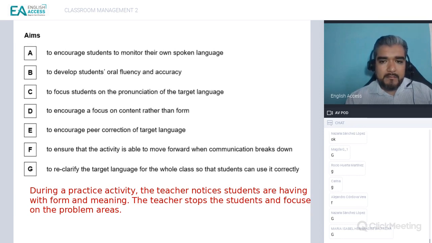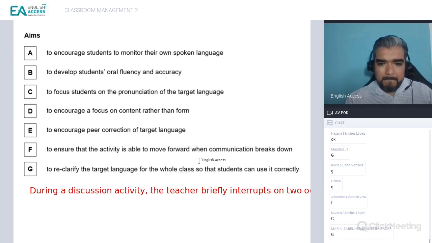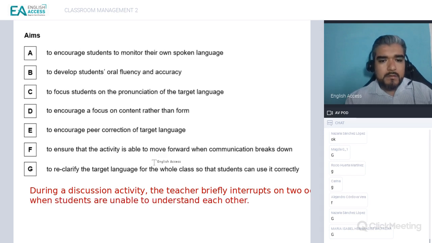Okay, let's do another one. Okay, we have time. Occasions. All right. It says during a discussion activity, the teacher briefly interrupts on two occasions and when the students are unable to understand each other.